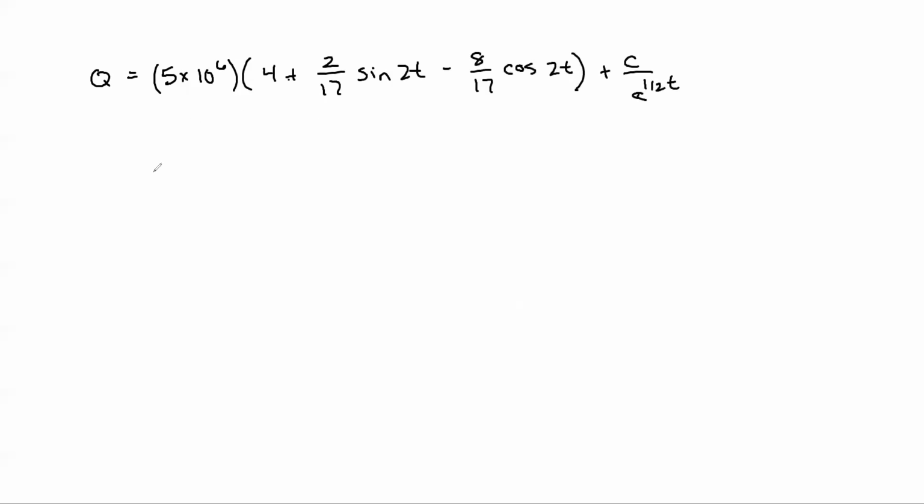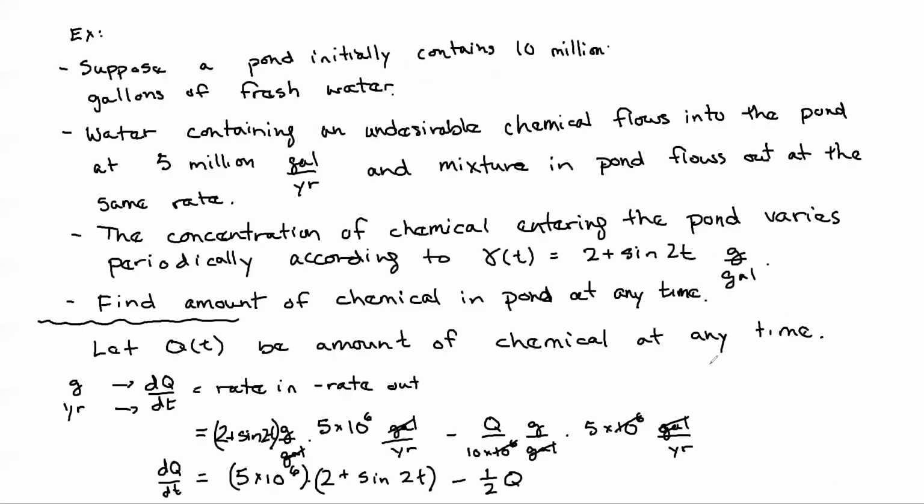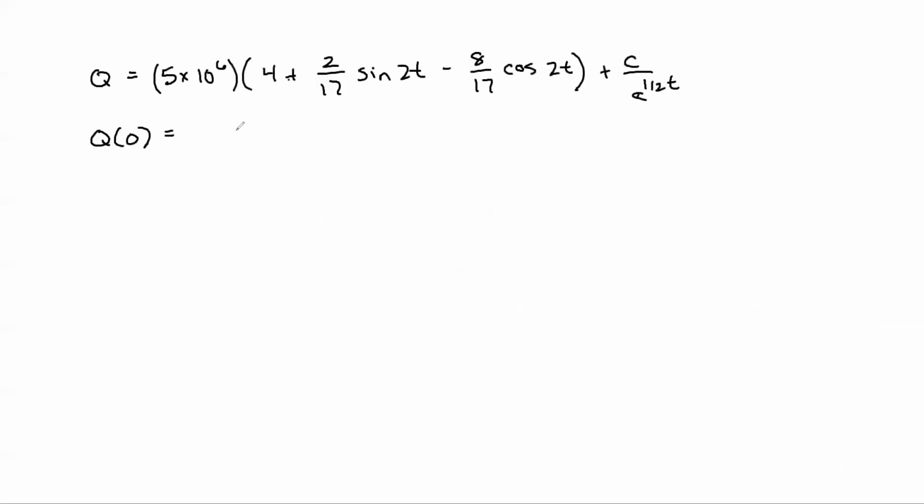And then the next step is to go through and solve for C. So we want to go ahead and plug in our initial condition. So what was our initial condition? Let's go back and take a look. Okay, suppose a pond initially contains 10 million gallons of fresh water. Fresh water, what does that mean in the context of this problem? It means that the undesirable chemical, there isn't any. All right, so this is saying that the amount of undesirable chemical at time 0 is 0. Okay, so that's going to be important to go through and solve for our constant.